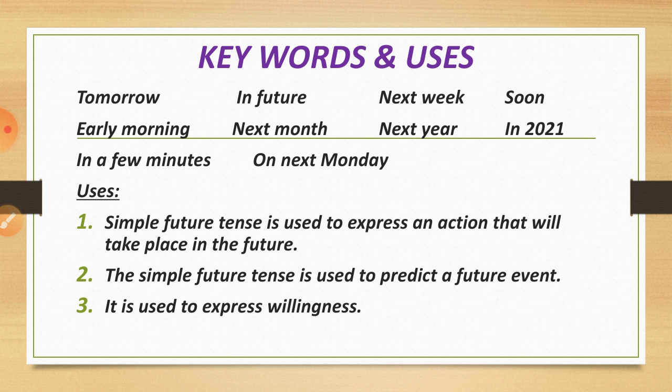The uses. The simple future tense is used to express an action that will take place in the future. It tells about an action that will take place only in the future. The simple future tense is used to predict a future event, so we can expect a future event. And it is used to express willingness. In the positive sentence, it expresses willingness, and in the negative sentence, it expresses unwillingness.